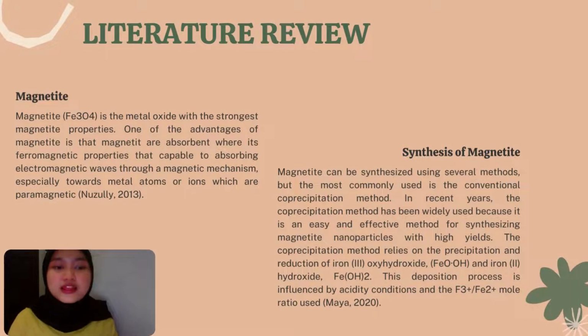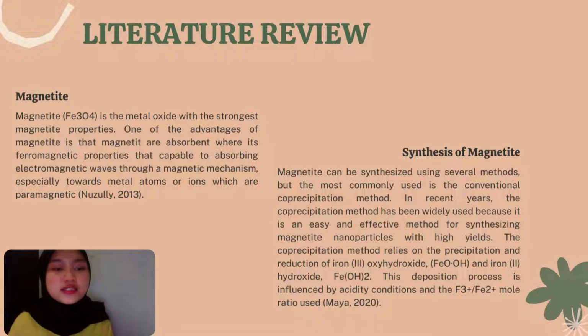Okay, the literature review of this research. First, magnetite, Fe3O4, is the metal oxide with the strongest magnetic properties. One of the advantages of magnetite is that it is an absorbent, where its ferromagnetic properties are capable of also absorbing electromagnetic waves through a magnetic mechanism, especially towards metal atoms or ions, which are paramagnetic. From Nuzuli 2013.